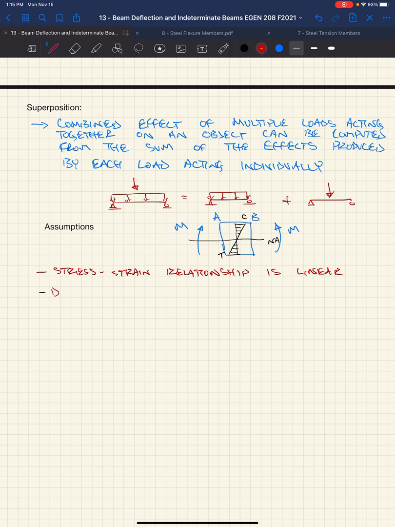Deflections are small relative to span. Right, that was my little noodle thing, like this noodle. We're looking at deflections that might look like this. We can't look at deflections that look something like this. Things get weird when you start getting stuff like that. So deflections have to be small relative to the span.